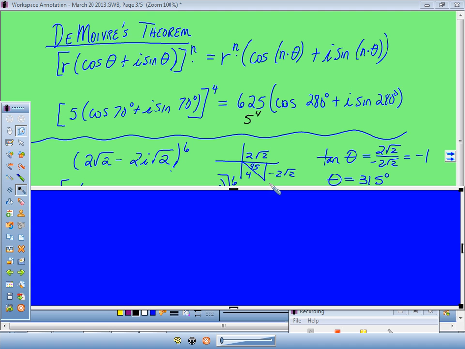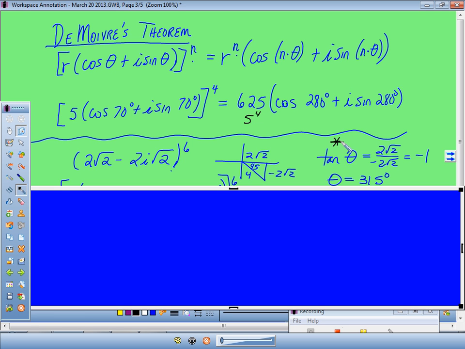But if you don't spot it, I came over here and did tangent is equal to 2 square root of 2 over negative 2 square root of 2. I did y over x, or opposite over adjacent, whichever way you like it. And that would reduce to 1. Well, we know tangent equals 1 at 45 degrees. So that's why I have 45 degrees as my reference angle.